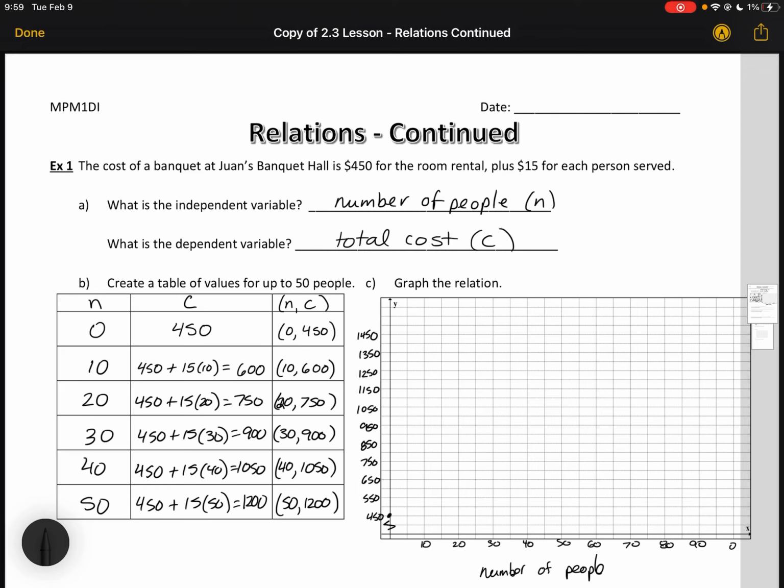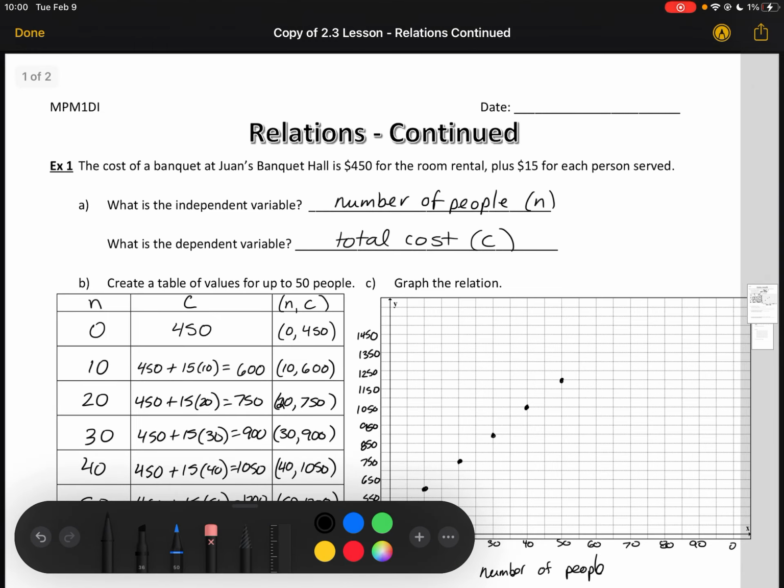So now I'm going to put those points on my graph. So I've got 0, 450, 10, 600, 20, 750, 30, 900, 40, 1,050, and my last one, 50 and 1,200.